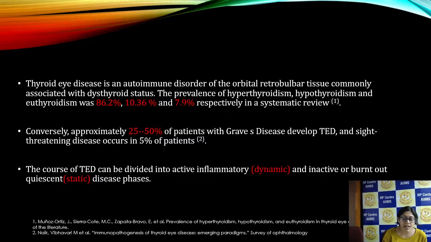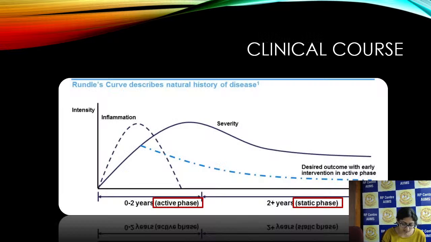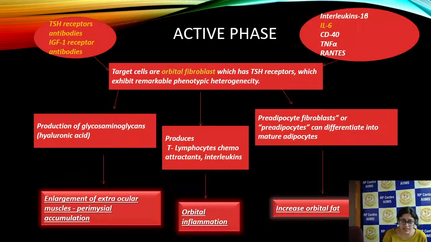The course of TED can be divided into an active phase and then a burnt-out inflammatory phase. The first part is the self-limiting inflammatory active phase with rapidly worsening symptoms, which usually subsides in about 2 years. After that, there is an inactive, burnt-out phase with fibrosis and gradual improvement of inflammatory signs. However, the disease does not return to baseline; rather, permanent fibrotic changes occur.